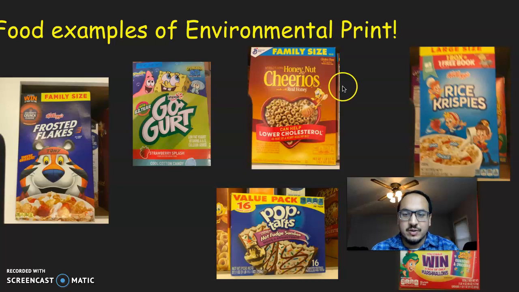These are Cheerios, Honey Nut Cheerios. Anyone know what these are here? They are Rice Krispies. Some of you might have them in a dessert called a Rice Krispie bar. How about these over here? What does this look like? These are Pop-Tarts, and these are another food you might have for breakfast. And one last cereal with this Lucky the Leprechaun. It looks like a unicorn there. It is Lucky Charms.